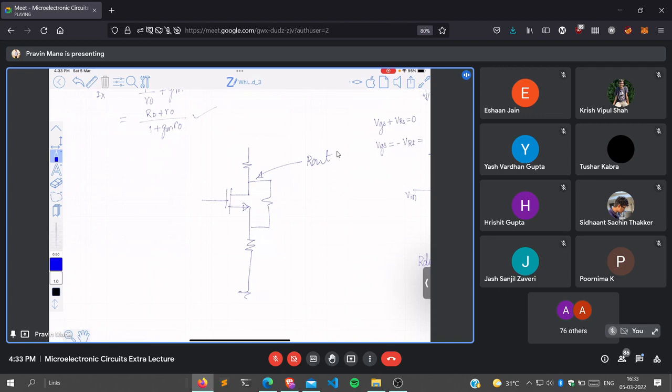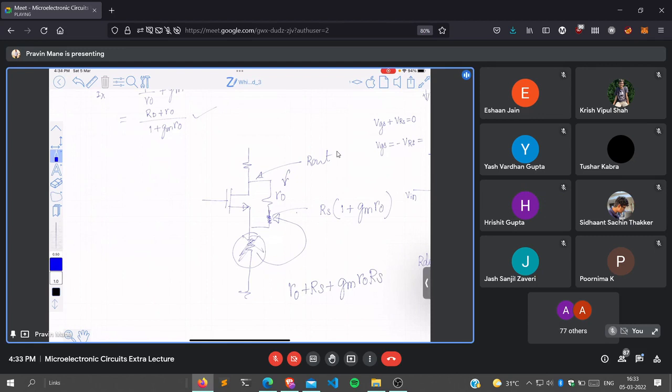If the source resistance is to be transferred here in series with RO, it should be multiplied by 1 plus gm RO. So it becomes another resistance here. You remove it from there, and it comes here and becomes RS multiplied by 1 plus gm RO. So what is the total resistance in the downward direction now? RO plus RS plus gm RO RS.